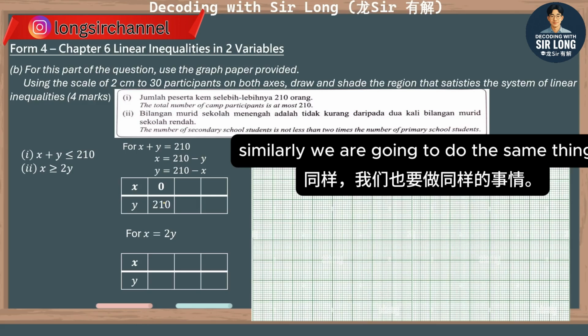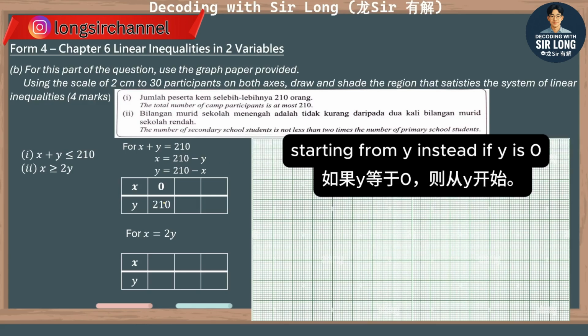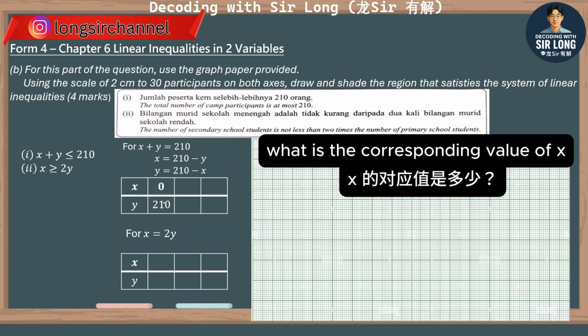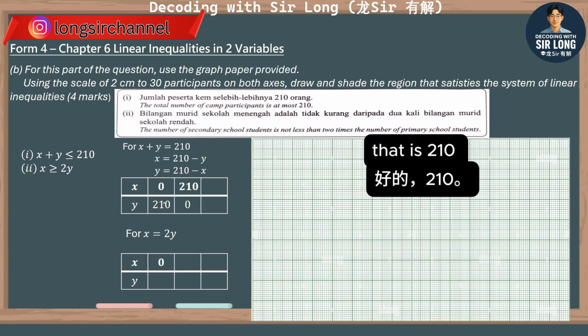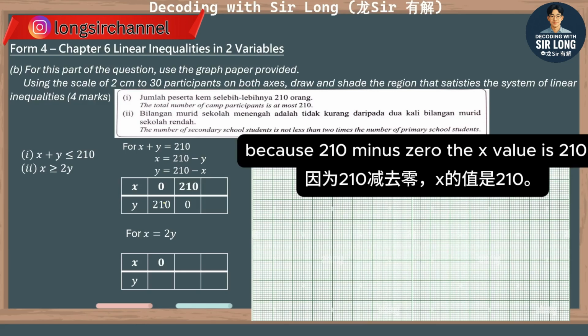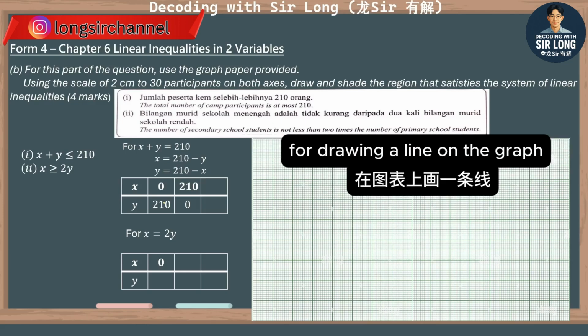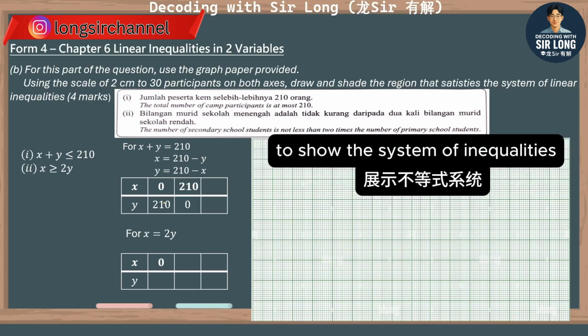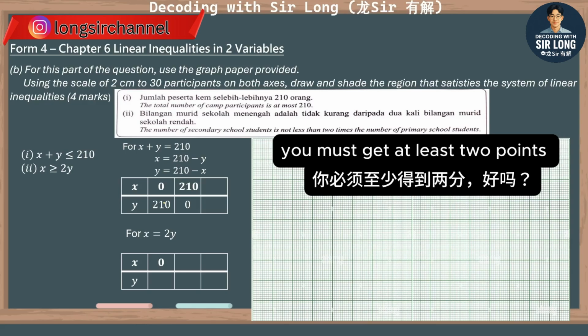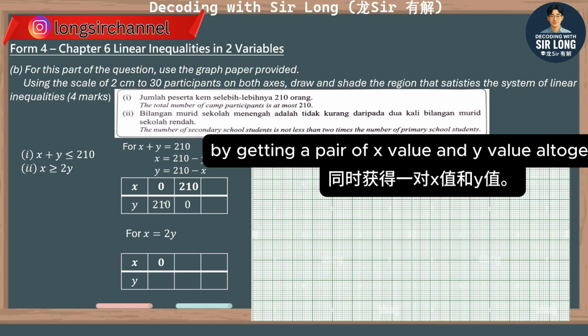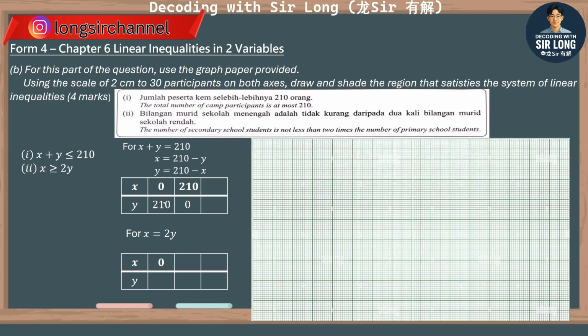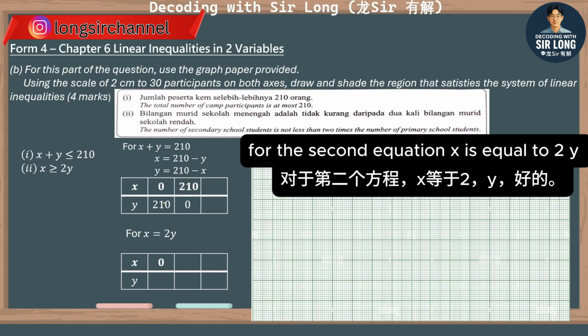Similarly, we are going to do the same thing, starting from y instead. If y is 0, what is the corresponding value of s? Yes, that is 210, because 210 minus 0, the s value is 210. Remember, for drawing a line on the graph to show the system of linear inequalities, you must get at least 2 points by getting a pair of s value and y value altogether. Okay, and we are going to do the same thing for the second equation, s is equal to 2y.